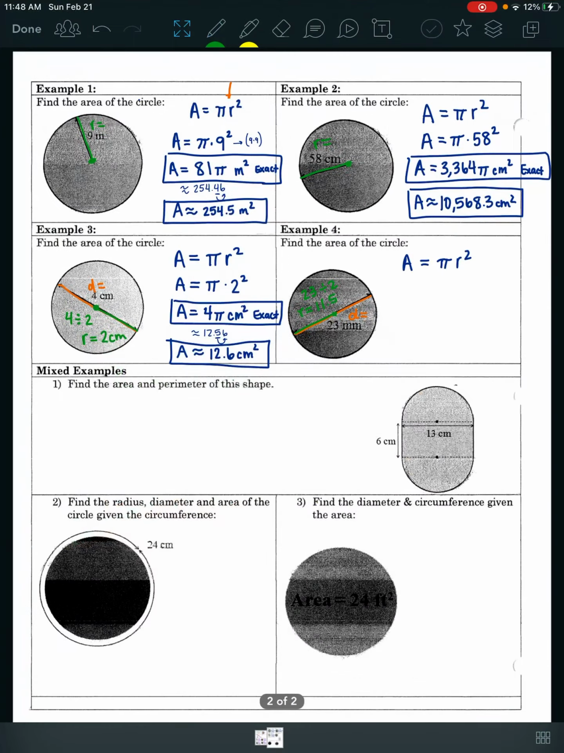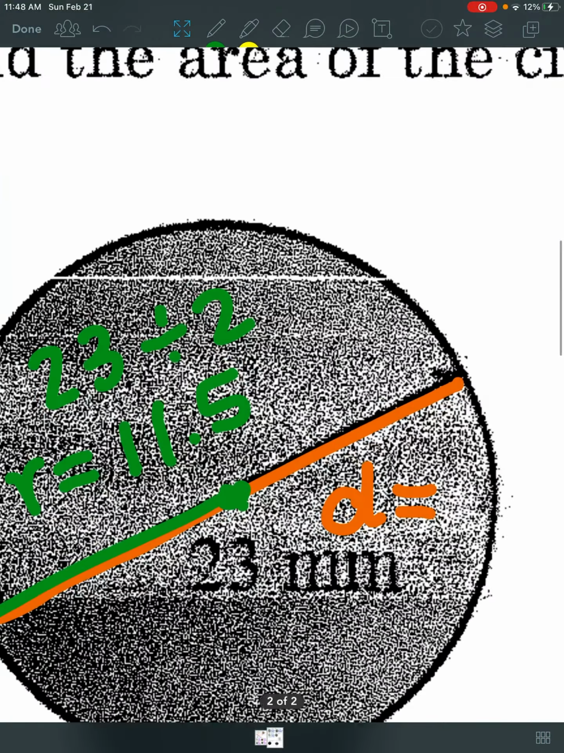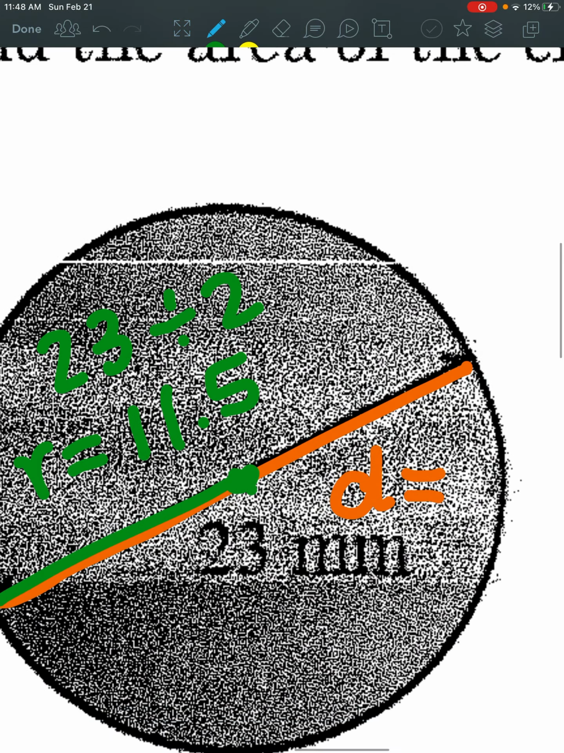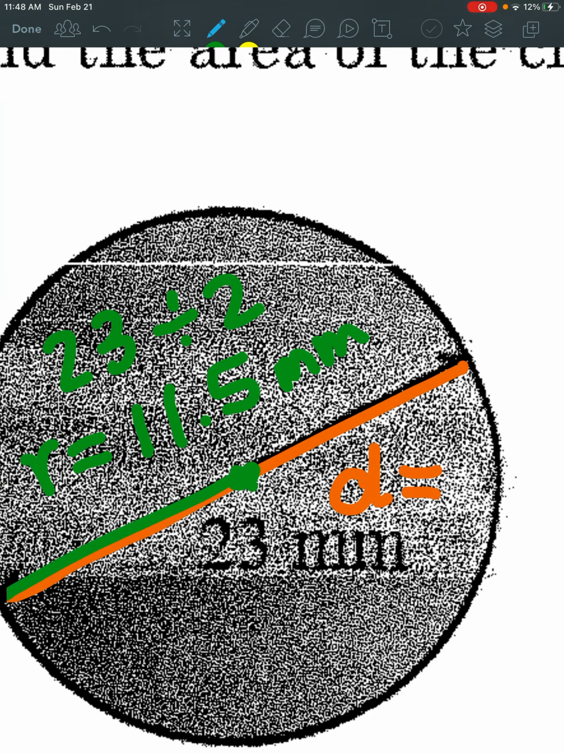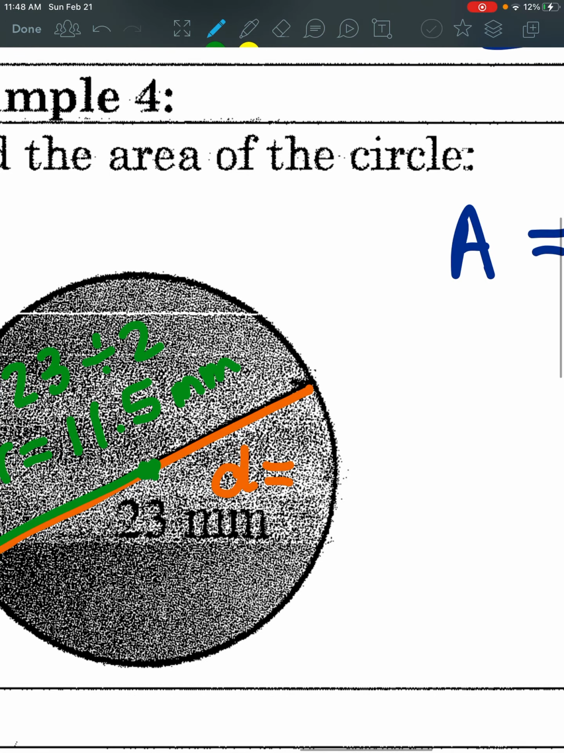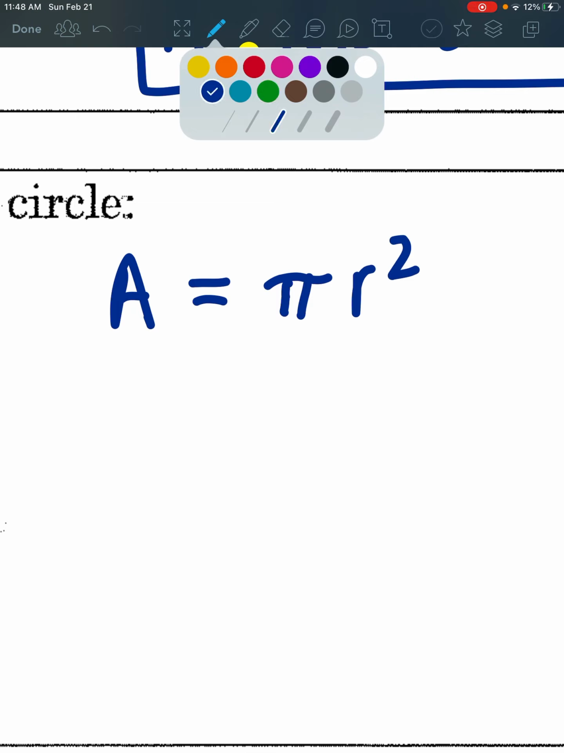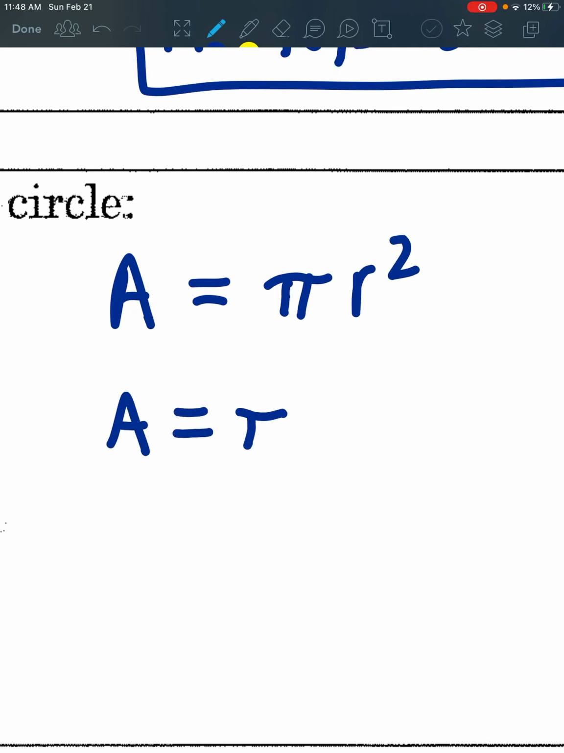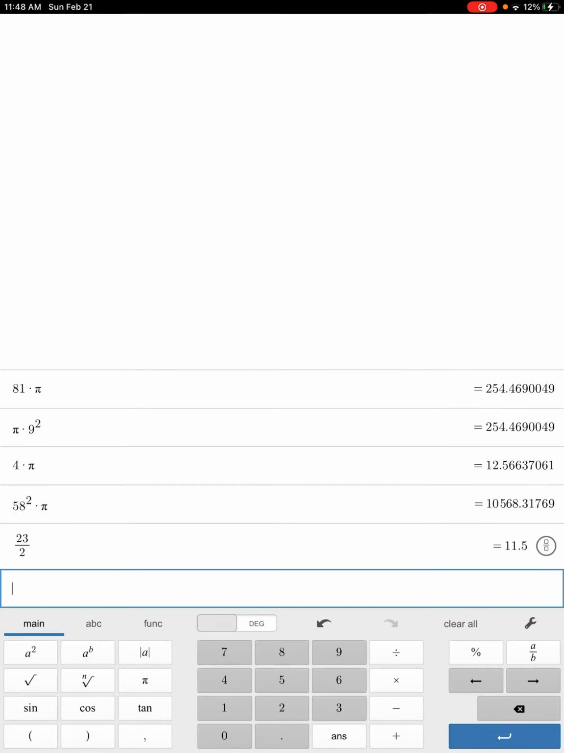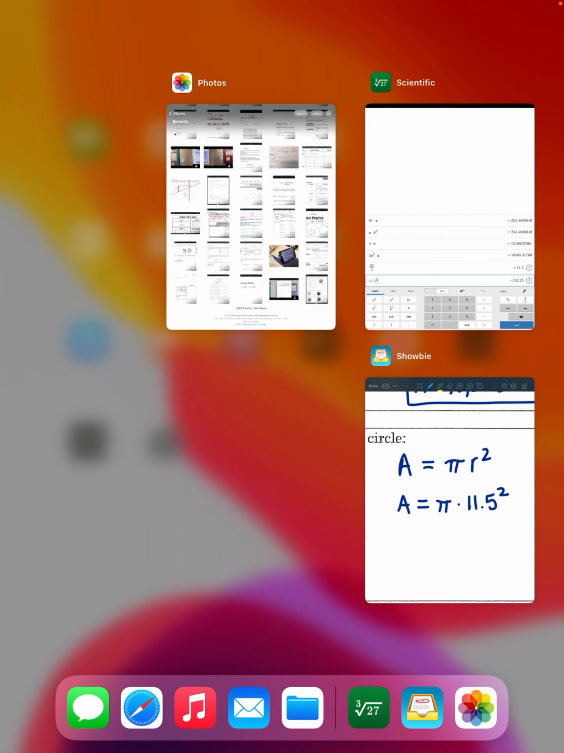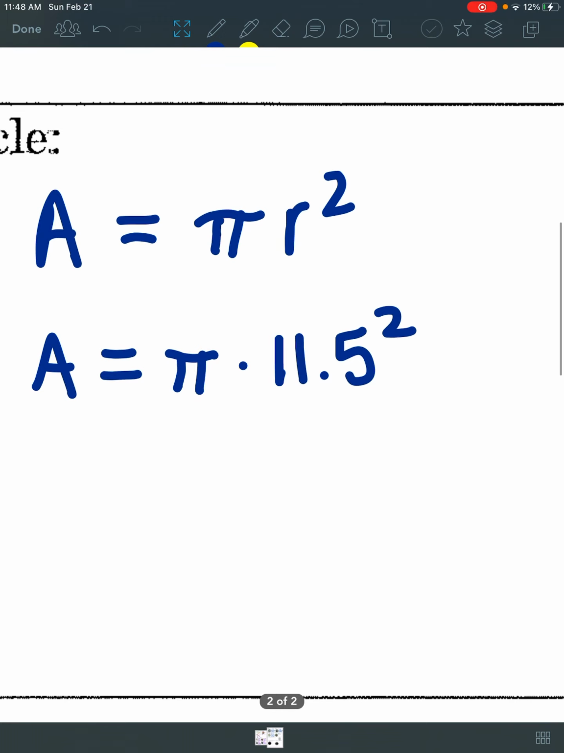Notice that whatever I'm putting in my calculator, I am showing in my work in our notes here. So make sure you are always showing what you put into your calculator to be able to prove how you're getting your answer. So we're actually going to put in a decimal for our radius. So pi times the radius, 11.5, and then we square it. So I'm going to go back to my calculator and do 11.5 squared. That is 132.25.